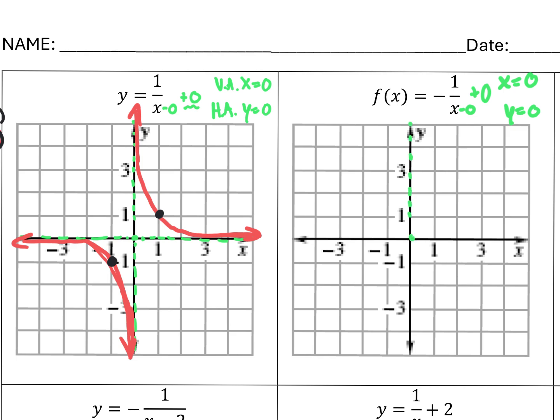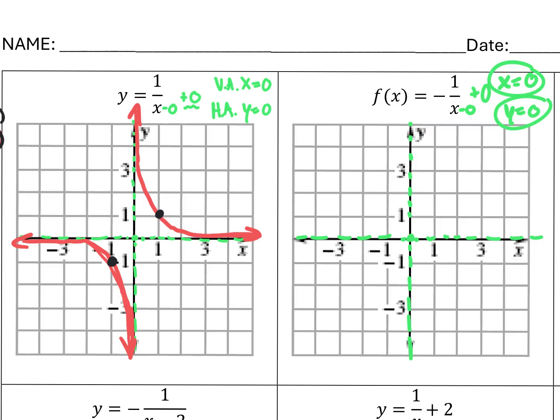You draw a vertical line right through it. The horizontal asymptote is y equals 0. Go to the y-axis, go to 0, draw a horizontal asymptote right through that y value of 0. And it will cause a reflection over the x-axis.